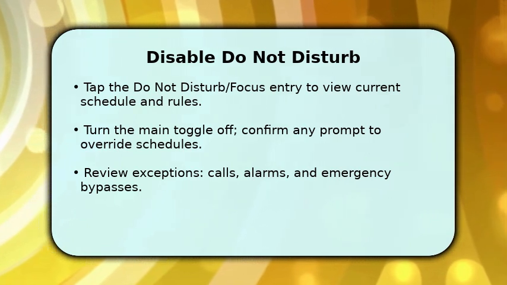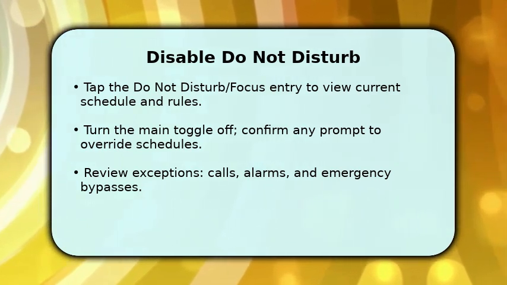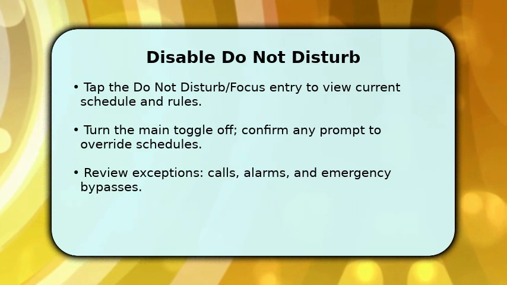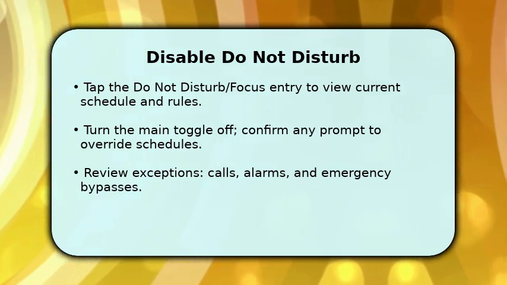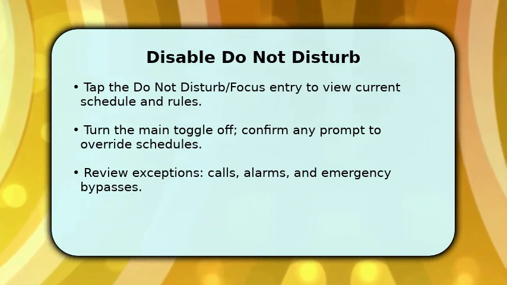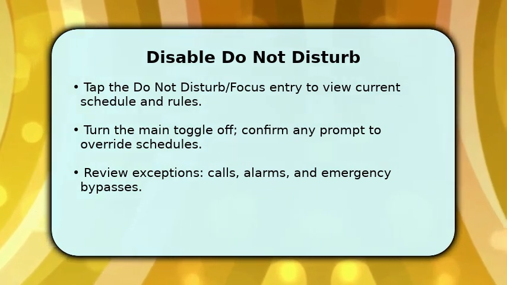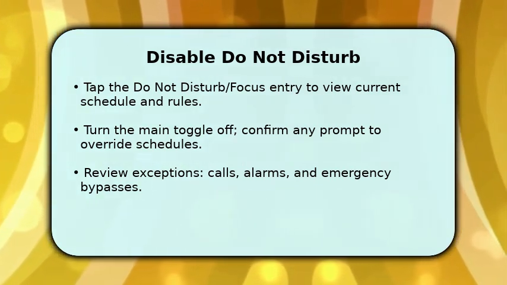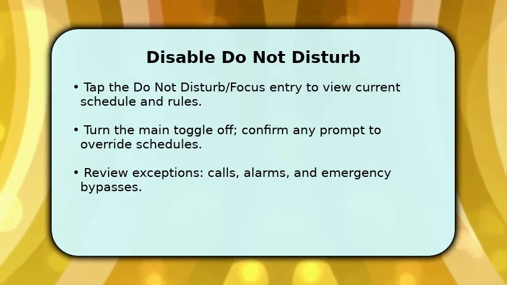Then inspect exceptions, calls, repeated callers, alarms, and emergency bypasses so you don't accidentally silence important alerts. Once done, make sure no active schedule re-enables it later by disabling scheduled times or removing calendar automations.